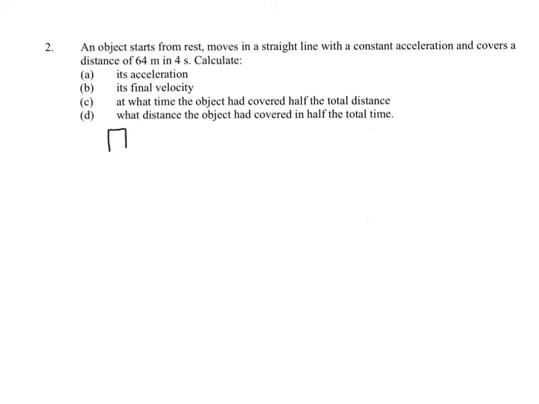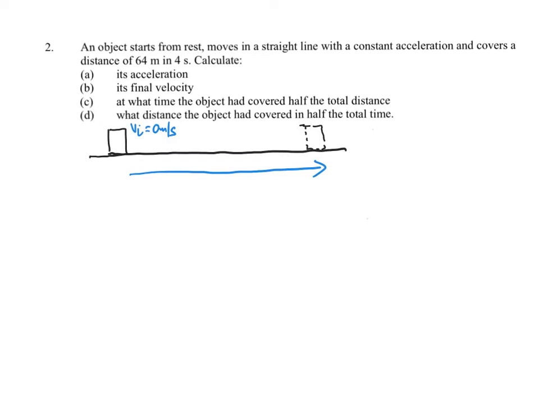So we have an object, and I always like to draw a very quick sketch graph just to get a visual perspective of the problem. So we have an object and its initial velocity vi is 0 meters per second because it's at rest. It covers a distance of 64 meters in 4 seconds. So delta x is 64 meters, and in this case, because the object is traveling in a straight line and it's not changing direction, its distance and its displacement or change in position is the same, 64 meters.